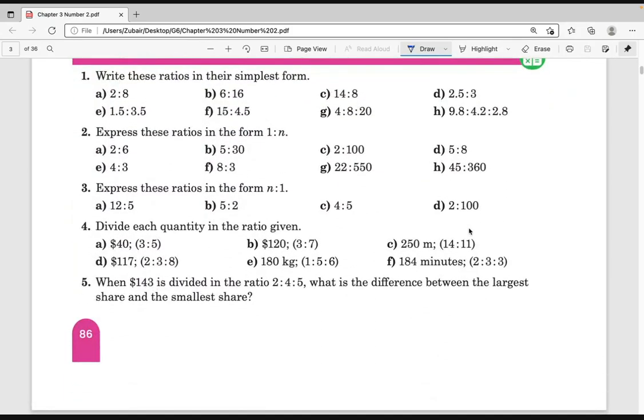Exercise. Ali, try the first one. Yes, so 1:4. Sorry, 1 ratio what? 1:4. Correct. Haris, try the second one.